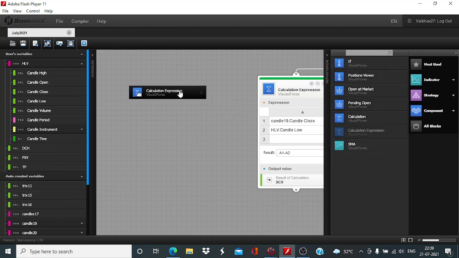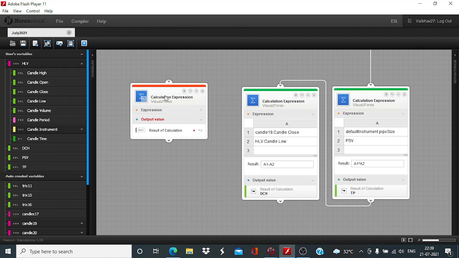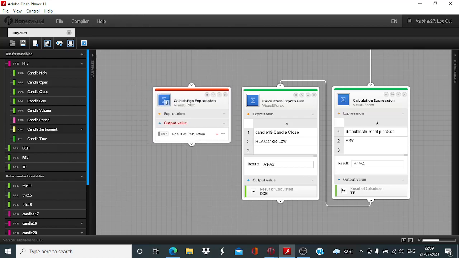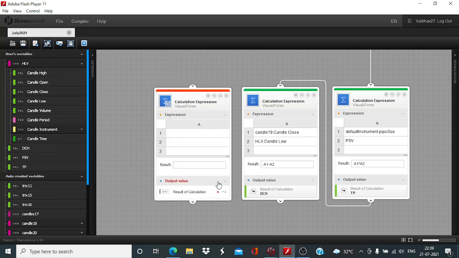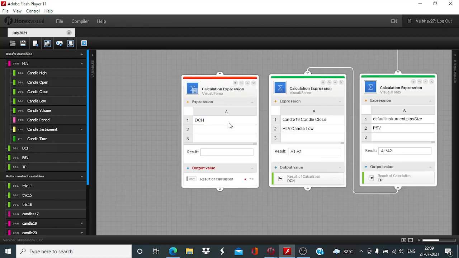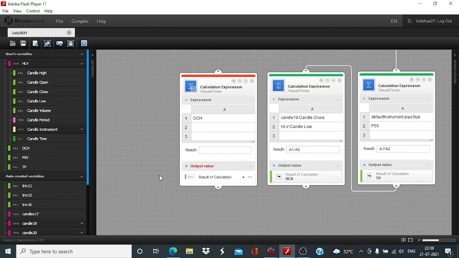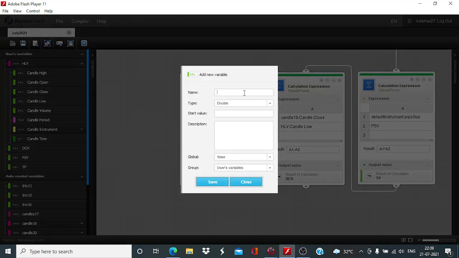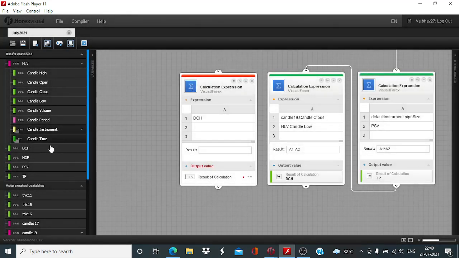Okay, and I will take one more calculation expression block, and we will multiply this difference with a new variable, which will have the value of 0.5, where it is, and it is going to be A1 into A2.